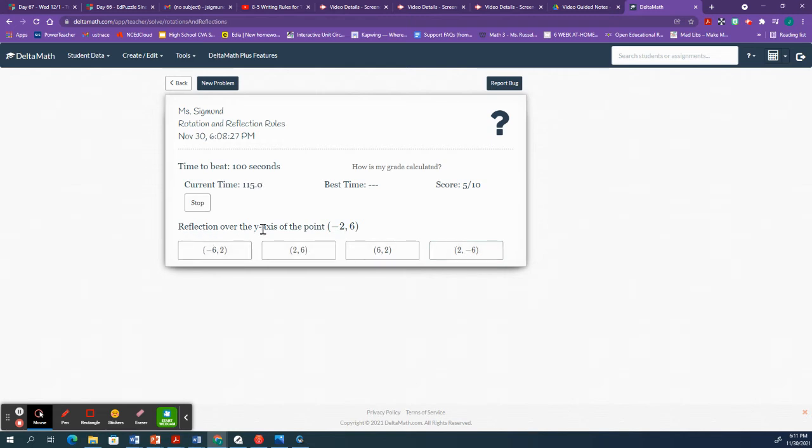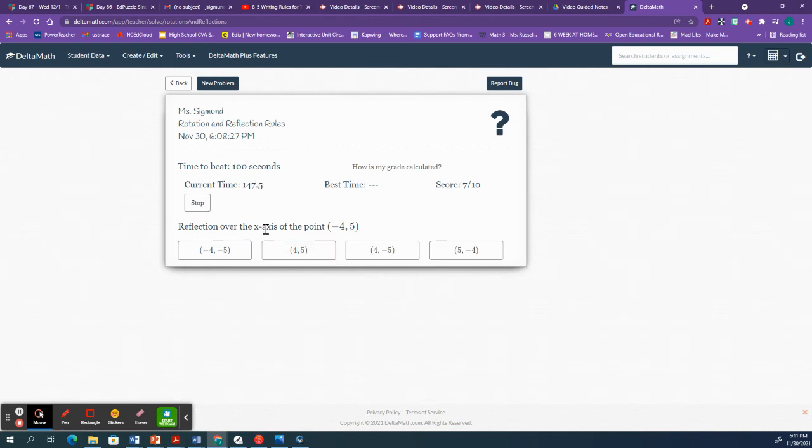And then reflection over the y-axis of the point (-2, 6). So reflection over the y-axis is (x, y) becomes (-x, y). y stays in the same place, but x becomes opposite. So (-2, 6) is still going to be 2, 6, but the 2 is going to become positive. So (2, 6). Reflection over the y-axis again, they stay the same. x becomes opposite of what it was, so (6, 9). 6 is going to become negative, so (-6, 9).